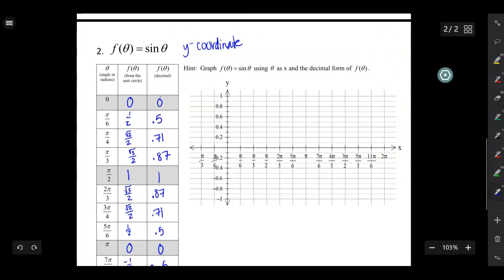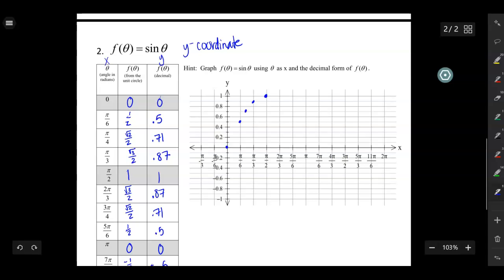So let's go ahead and review how we did that. This first column is going to be my x values that I'm plotting. And then I'm going to plot them with these y values, the decimal version of my function. Okay. So when x is 0, y is 0. When x is pi sixths, y is 0.5. When x is pi fourths, y is 0.71. When x is pi thirds, y is 0.87. And then when x is pi halves, y is 1.